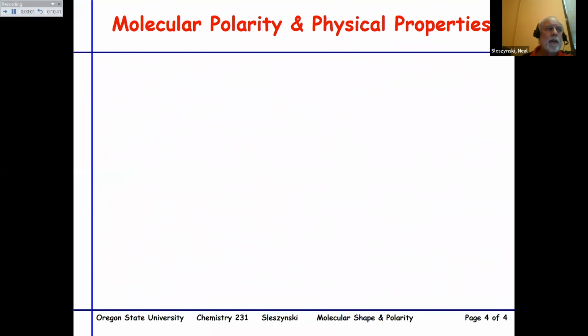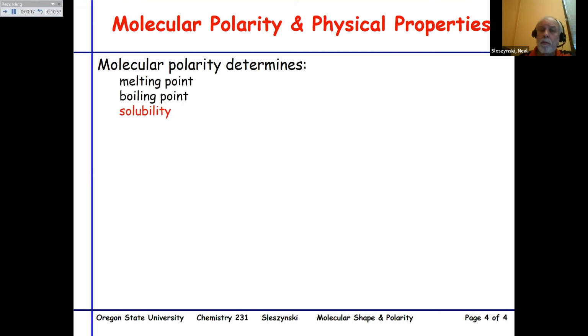Well, let's consider the concept of molecular polarity and how that affects things like physical properties. So the properties of how molecules interact with each other, not reactivity. All right, so molecular polarity determines things like melting point, boiling point, and solubility. Is a material going to be soluble in water or not soluble in water?